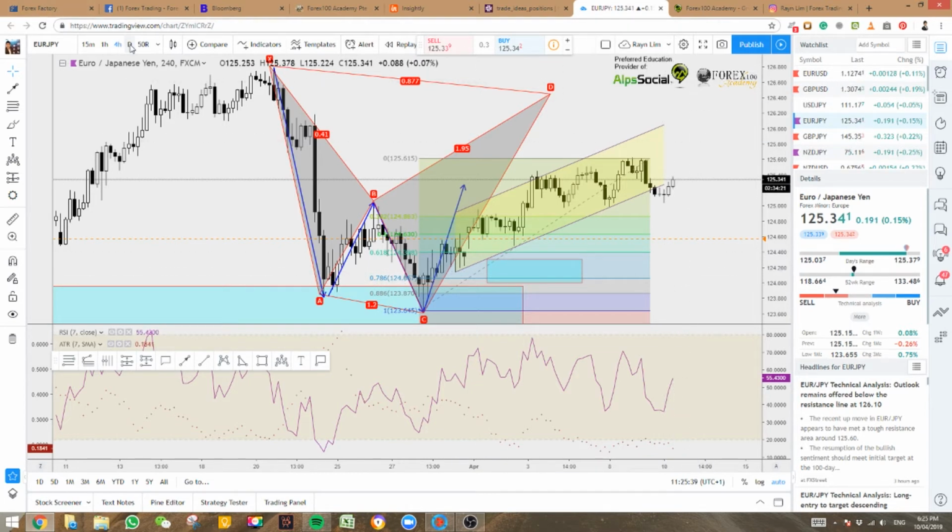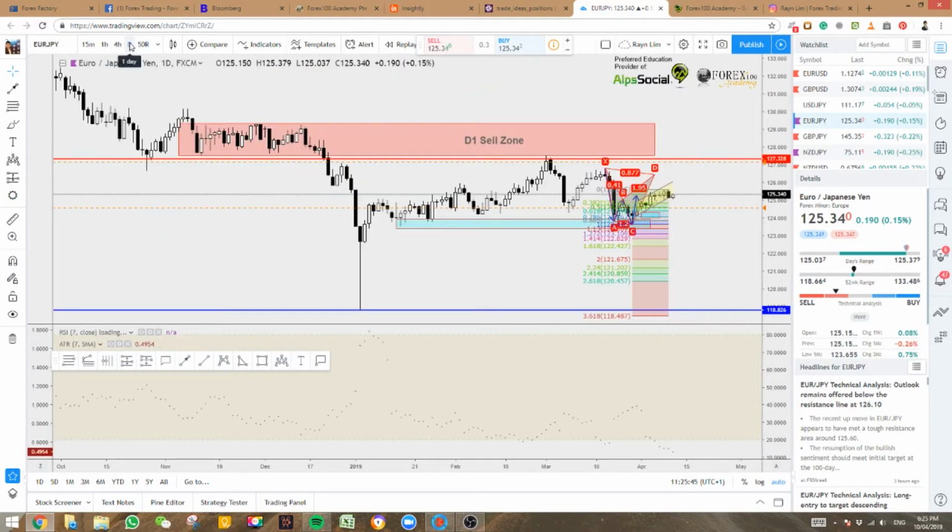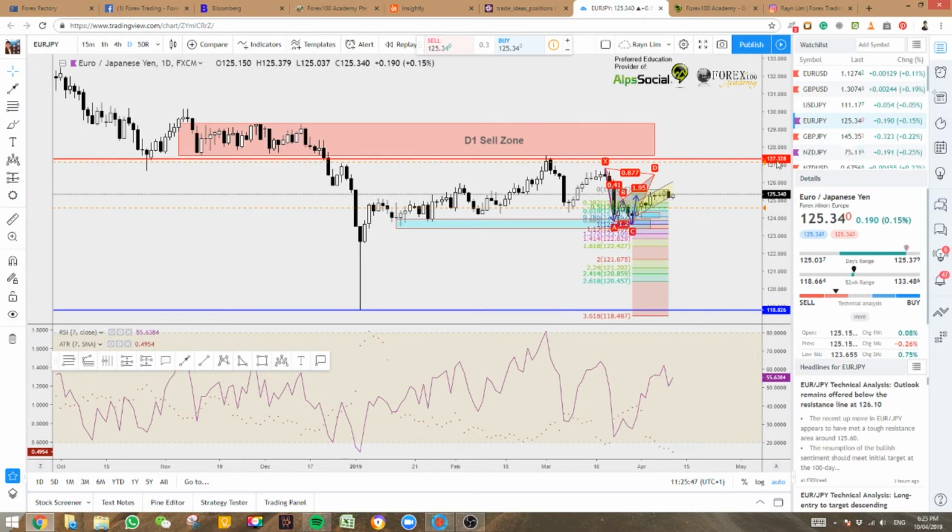Alright, so there are a couple of reasons. First, if we head back to the daily chart, let me see if I can show you anything on the daily chart. Resistance is at 127.32, the higher price of the resistance.